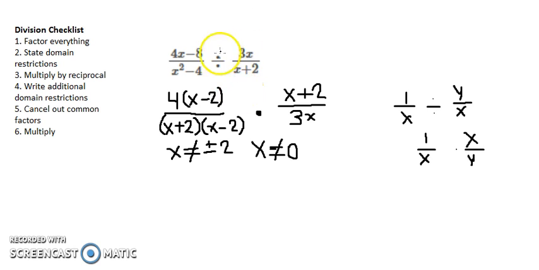So looking back at this original problem, the numerator of the second fraction cannot equal 0, and the denominator of the second fraction cannot equal 0. Because let's say that, over here, let's say that that's a z.